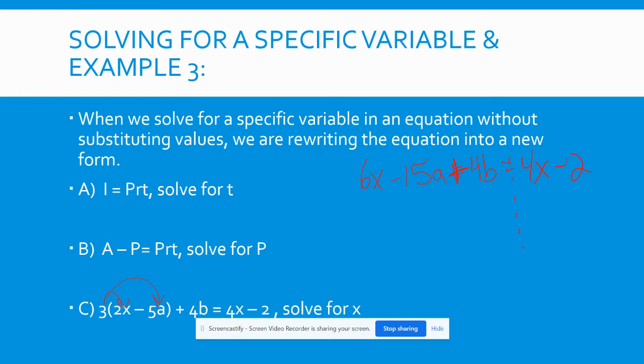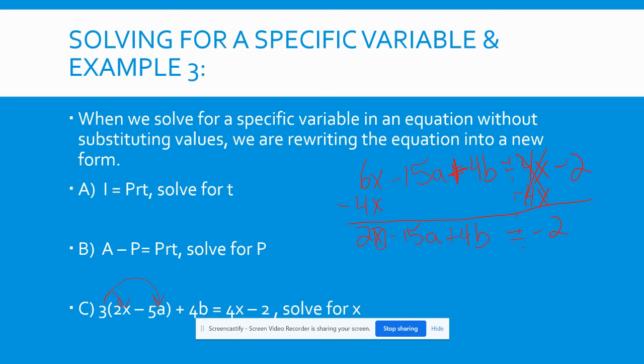Now we have to get our x's together, and we can either move the 4 or the 6. It's not going to matter. So let's go ahead and move the 4. I'm going to subtract 4 from both sides. So 2x minus 15a plus 4b is equal to negative 2.